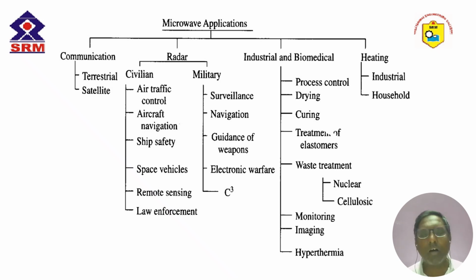Finally, there are a lot of microwave applications. Here we discuss one by one. The first one is communication, second is radar, third is industrial and biomedical, fourth is heating. In communication, we can use it for terrestrial and satellite purposes. Similarly, in radar, we can use it for civilian and military. Civilian means commercial, air traffic control, aircraft navigation, ship safety, space vehicles, remote sensing, law enforcement. Similarly, military uses include surveillance, navigation, guidance of weapons, and electromagnetic warfare.